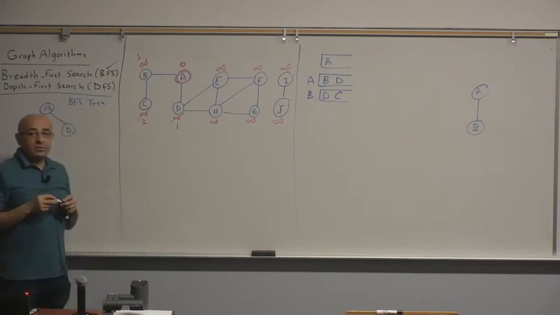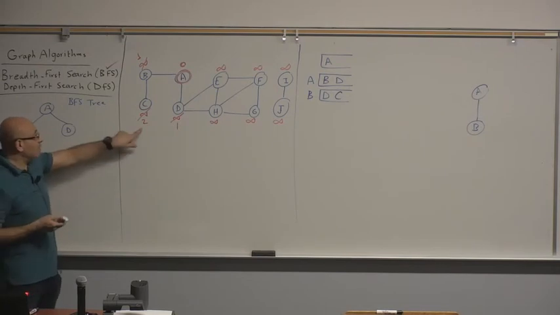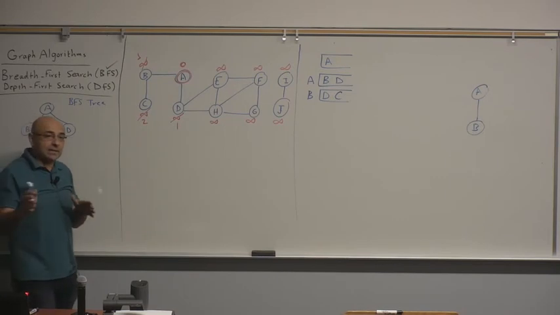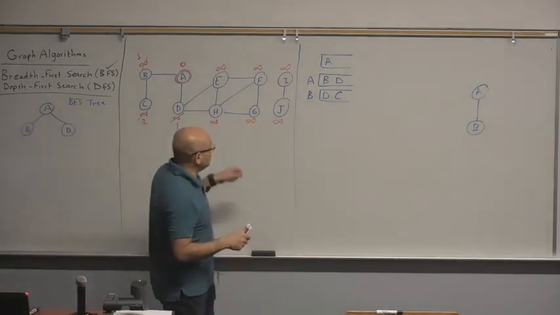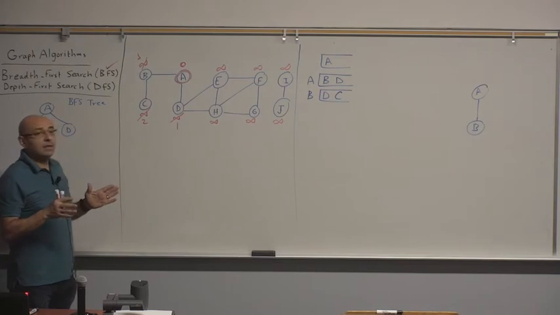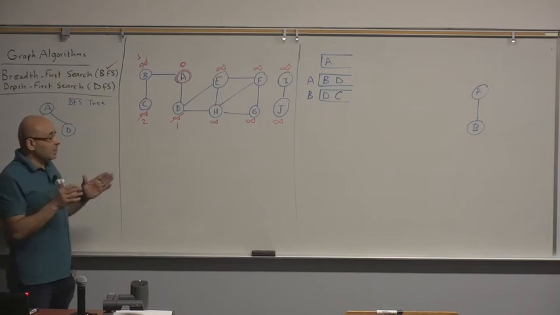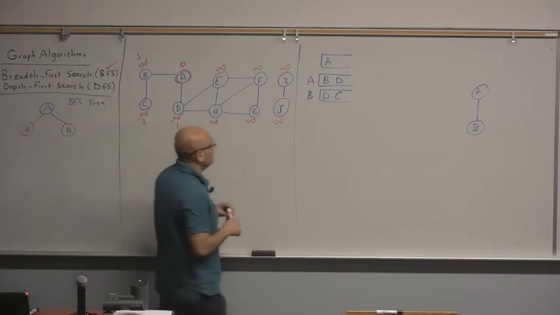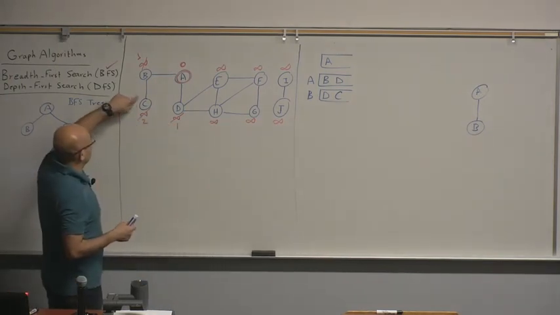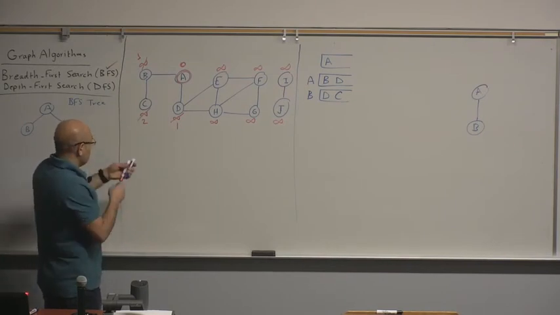So by using the queue, we ensure that nodes that are at level 2 will be placed after nodes at level 1, and nodes at level 3 will be placed after nodes at level 2. So the queue is helping us order the nodes by level. Okay, so now since we discovered C as a neighbor of B, the level of C is going to be 2. Then we just keep doing the same thing.